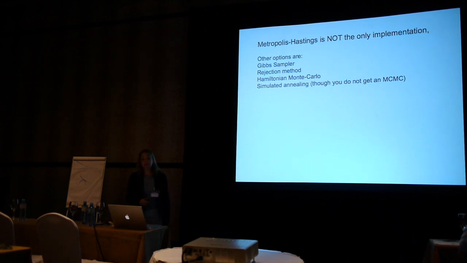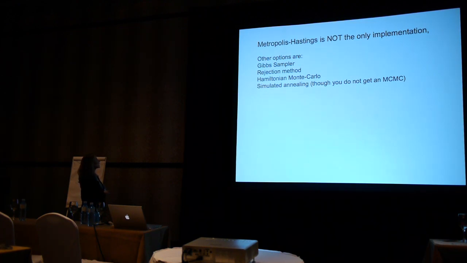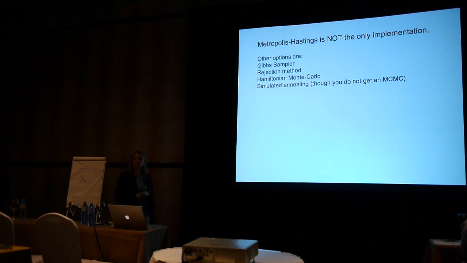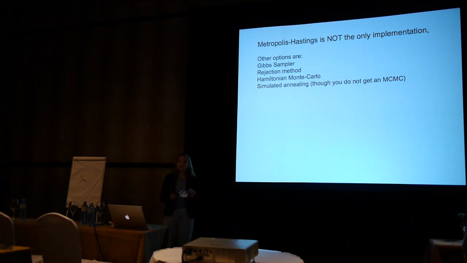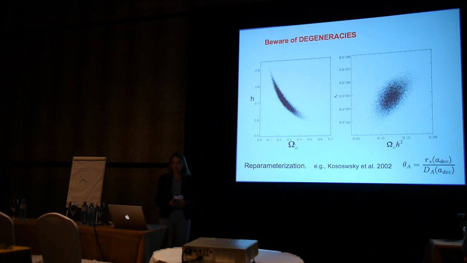Okay, so Metropolis-Hastings is not the only implementation. It's very easy to explain, also because I can explain running around the room and jumping around the room. But there are other options that, depending on your problem, may be better. And this goes under the name of ensemble sampler, rejection method, Hamiltonian Monte Carlo, simulated annealing, though you don't get an MCMC. This may be useful in some cases. So I'm just going to leave the names up here, just in case one rings a bell, or in case you have a problem, you know that Metropolis-Hastings is not the only option. If it doesn't work for you, there are other options.